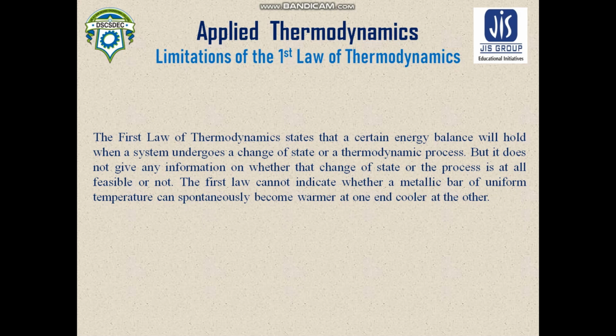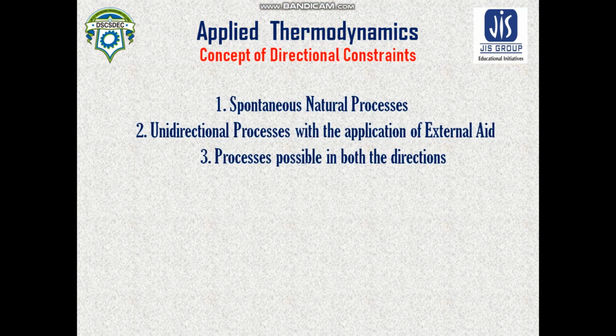So to understand the possibility of the occurrence of a process, to understand the feasibility of a thermodynamic process, we need to study the second law of thermodynamics. So let us start with that. Before that, we need to understand the different types of thermodynamic processes which we can see. Before starting that discussion, I would like to introduce the concept of directional constraints which are already involved with natural processes.